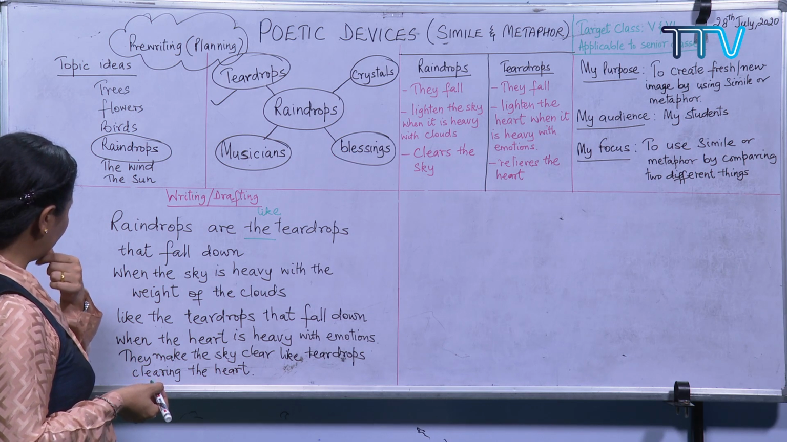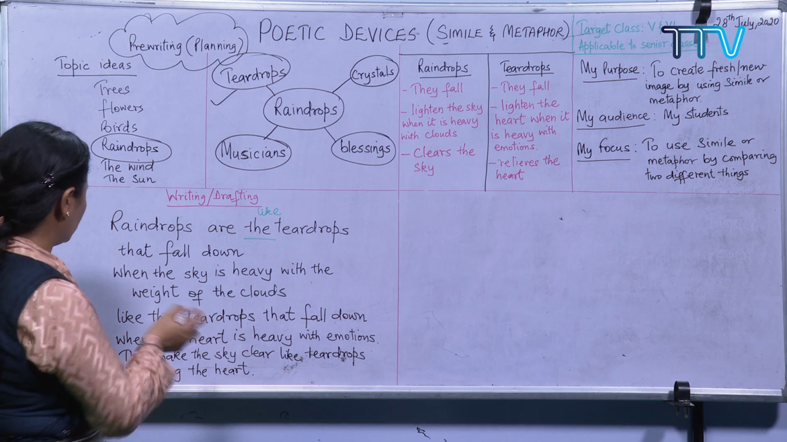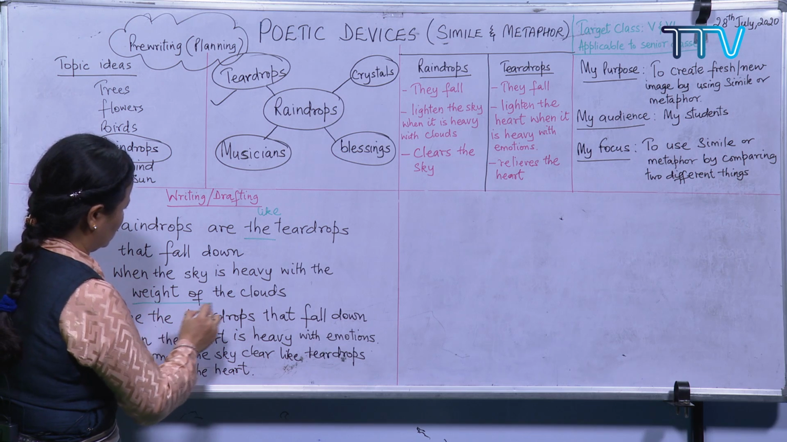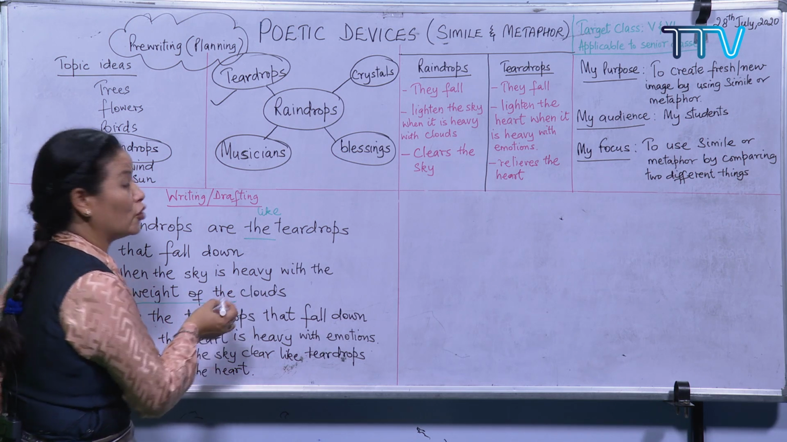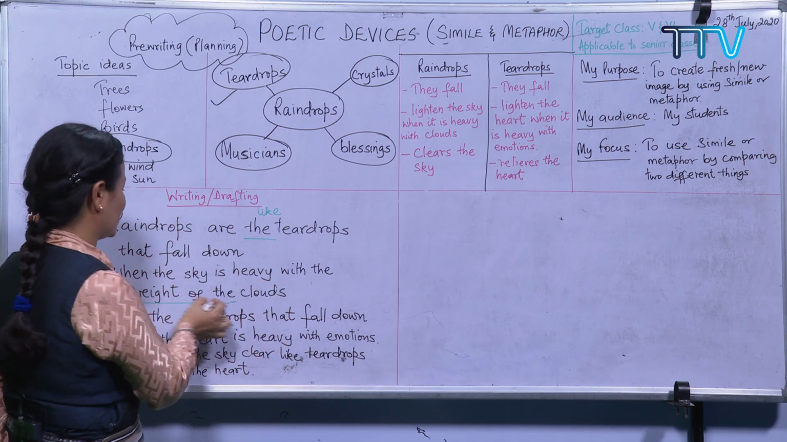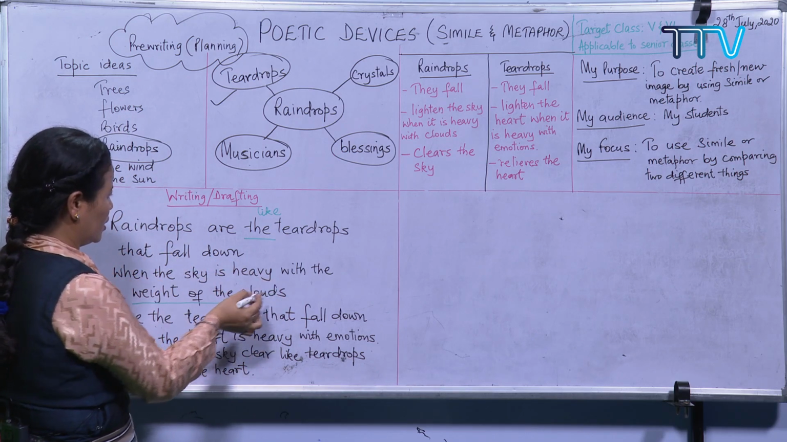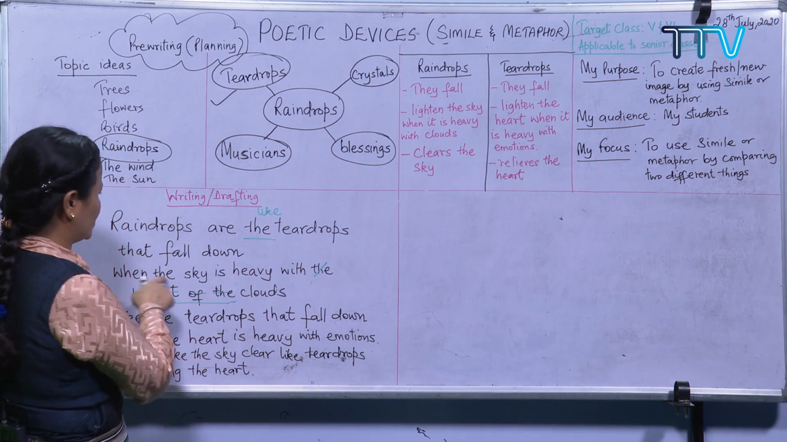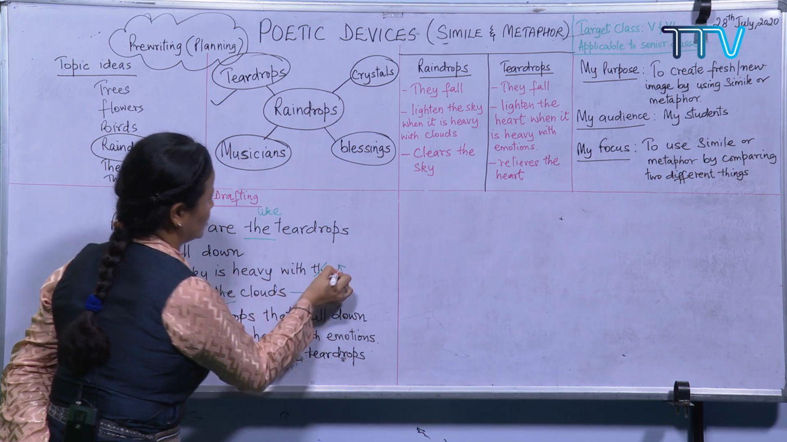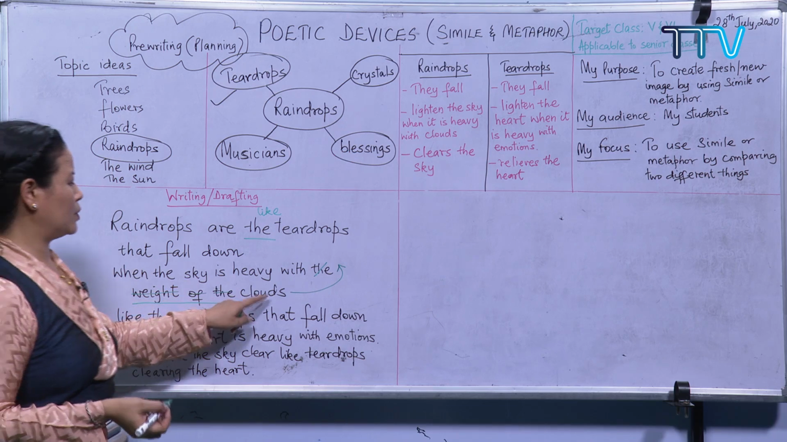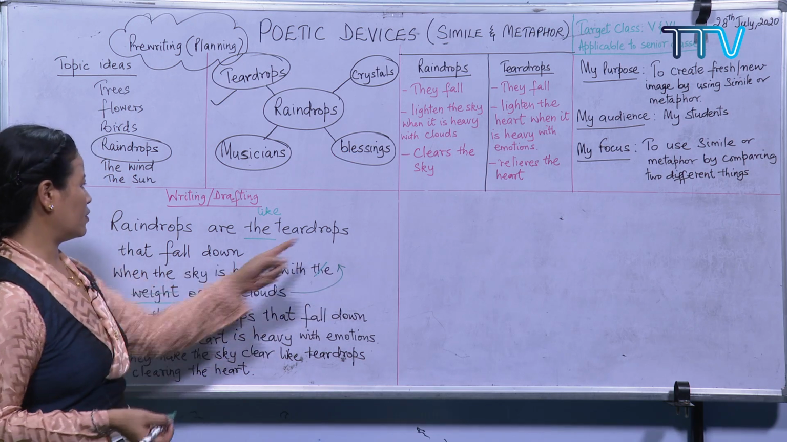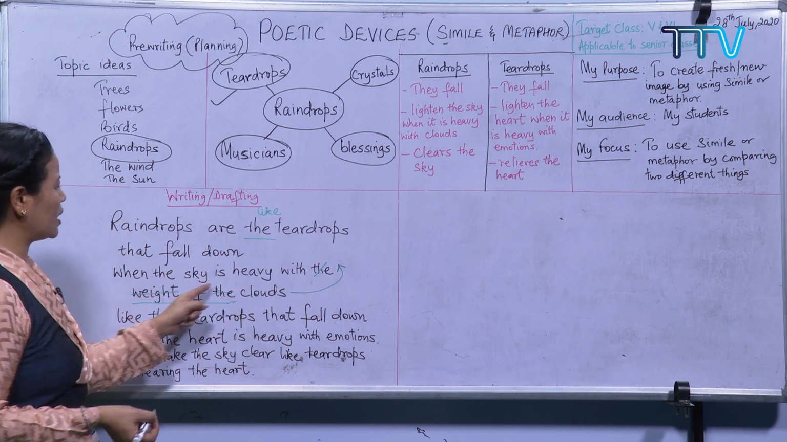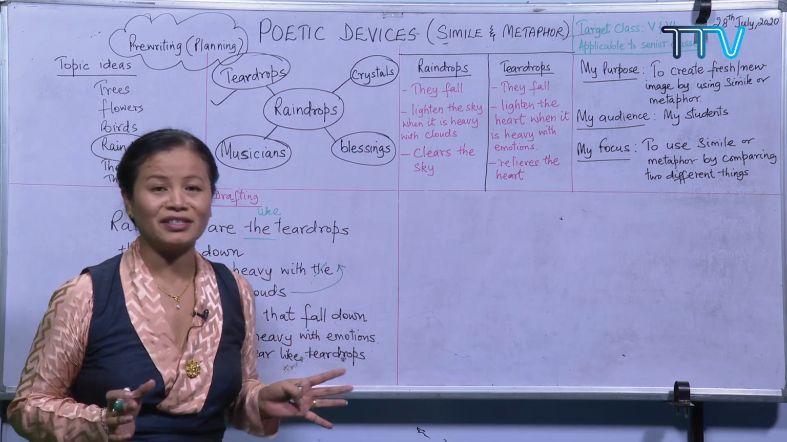when the sky is heavy with the weight of the clouds. Okay, I do not think this is required, the weight of the clouds, because we want economy of words, isn't it. So, when the sky is heavy with, I can remove this as well, and just keep this word here, when the sky is heavy with clouds. Raindrops are like teardrops that fall down when the sky is heavy with clouds. Sounds much better, isn't it.